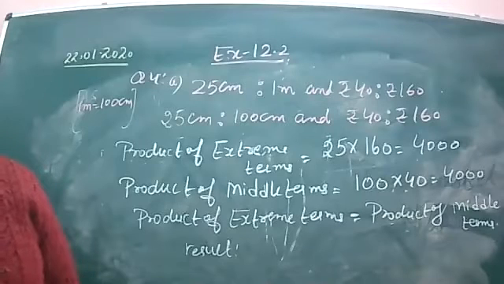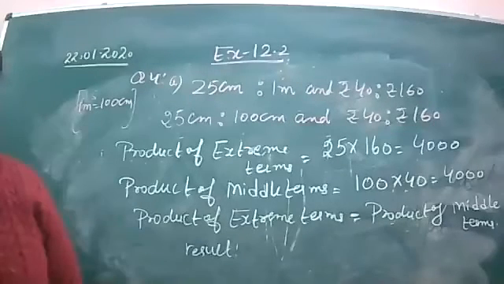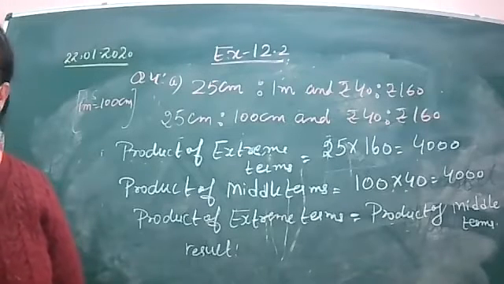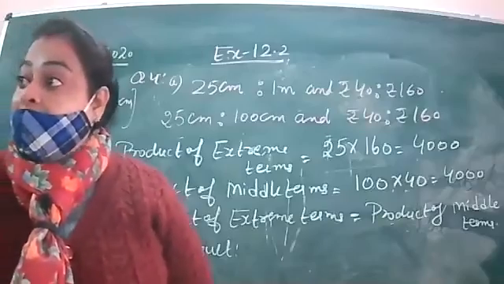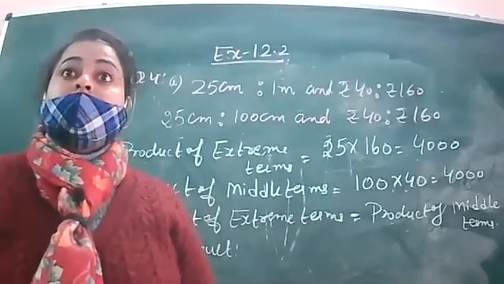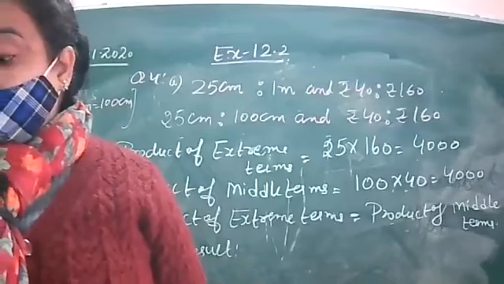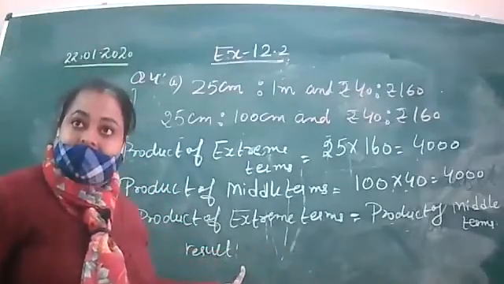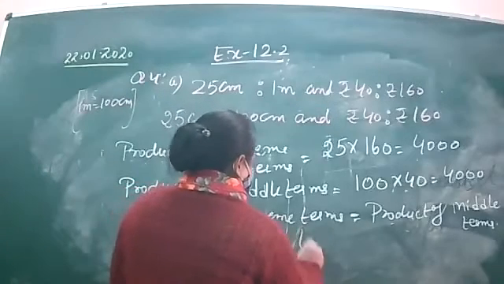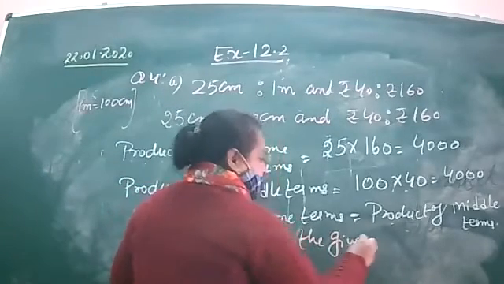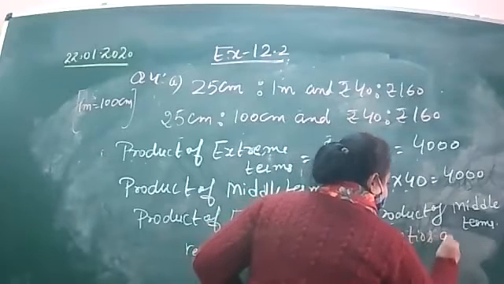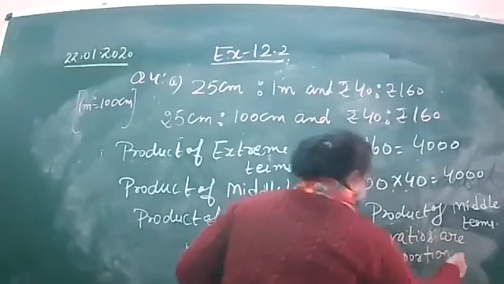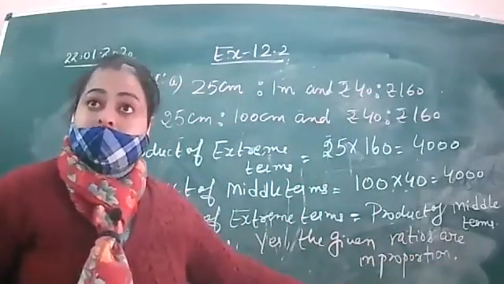You know क्या लिखना है? In the result, we will write the given numbers are in proportion. The question is, determine if the following ratios form a proportion. So here you will write yes, the given ratios are in proportion. Very much compulsory to write this result. Fine.